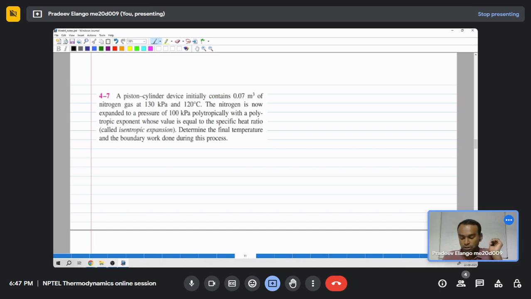Okay. In the next question we have a piston cylinder device initially containing a volume of nitrogen gas at 130 kilopascal and 120 degrees Celsius. The nitrogen is now expanded to a pressure of 100 kilopascal polytropically, with a polytropic exponent whose value is equal to the specific heat ratio, called isentropic expansion. Determine the final temperature and boundary work done during this process.